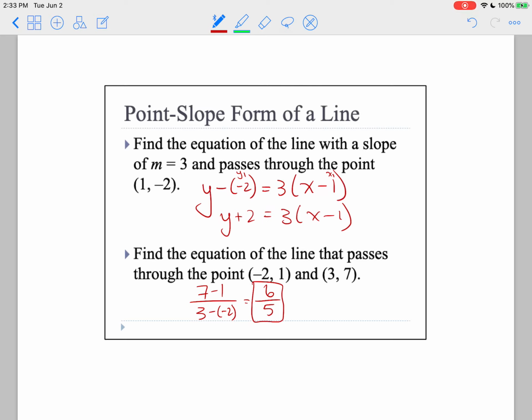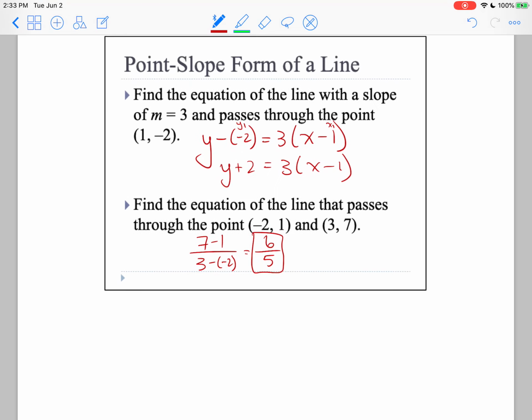I can take either one of these points, 3, 7, or negative 2, 1. I'm actually going to do them both, just so you can see that we're going to get the same line either way. They might not look the same at first. So we have y minus 7 equals 6/5 times x minus 3. Or we have y minus 1 equals 6/5 times x plus 2. But if you distribute the 6/5, and this is why people like slope-intercept form, because you'll always get the same answer no matter which way you do it.